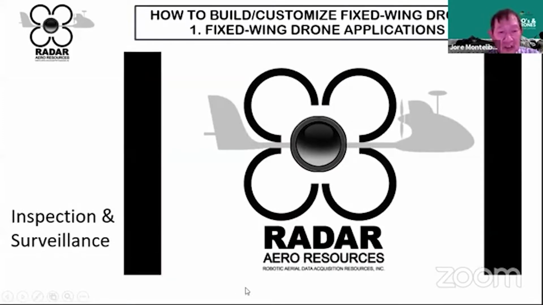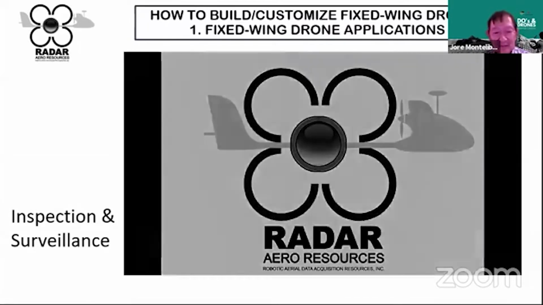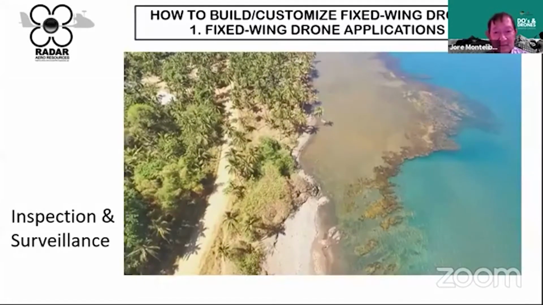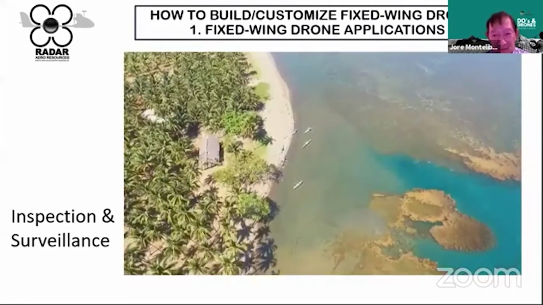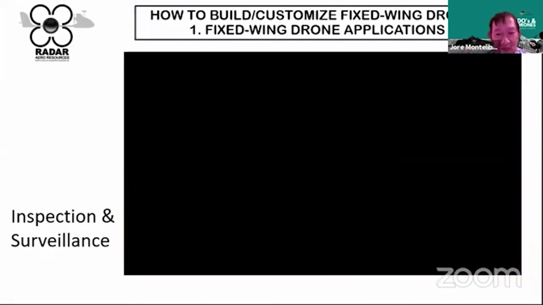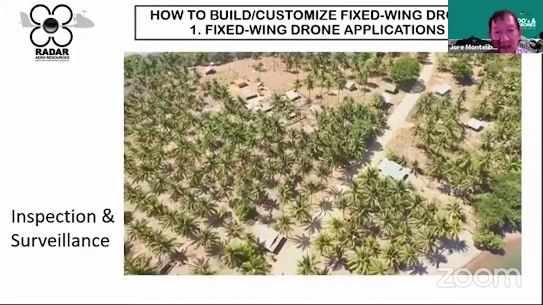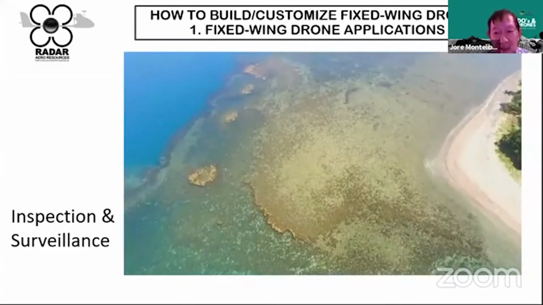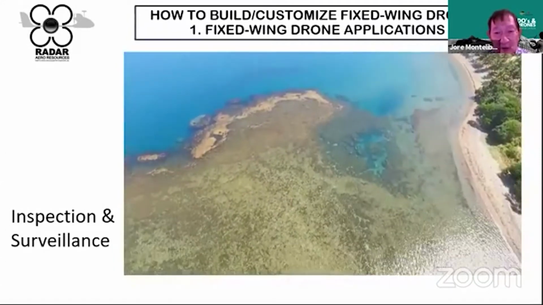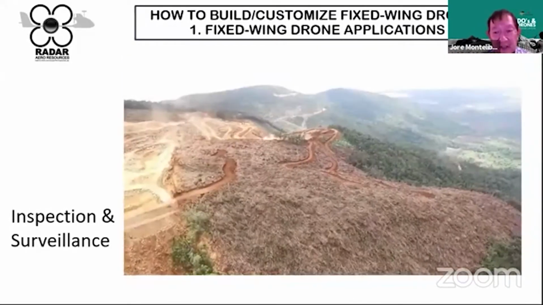This video shows inspection and surveillance of coastal areas and some mapping areas. If you will note, most of these applications are also the ones where multi-copter drones are being used for. The only advantage of fixed-wing drones is that they can operate longer and cover larger areas.